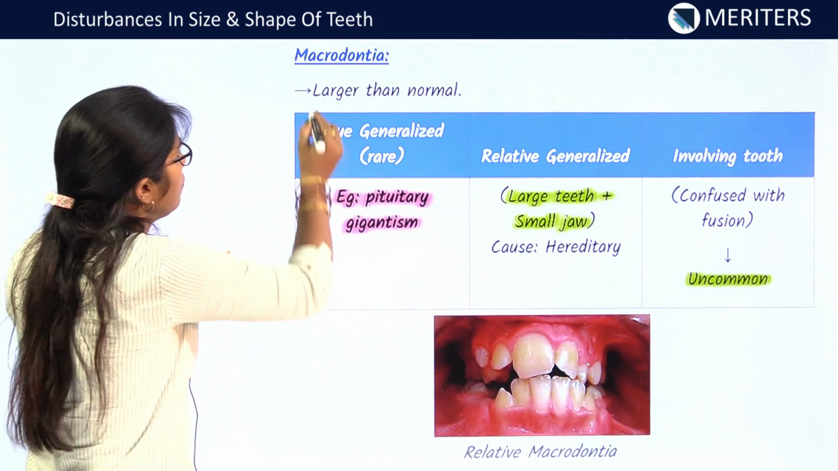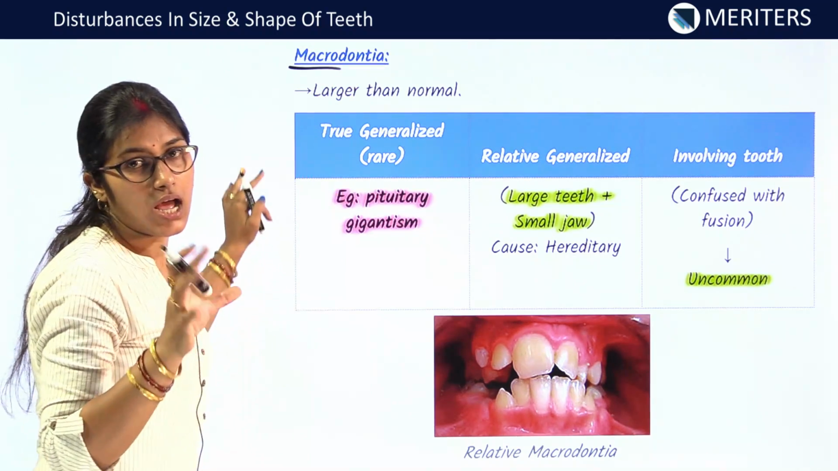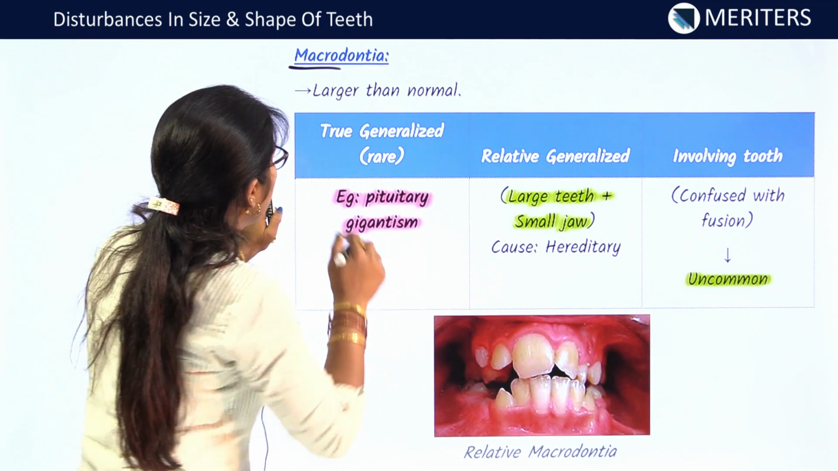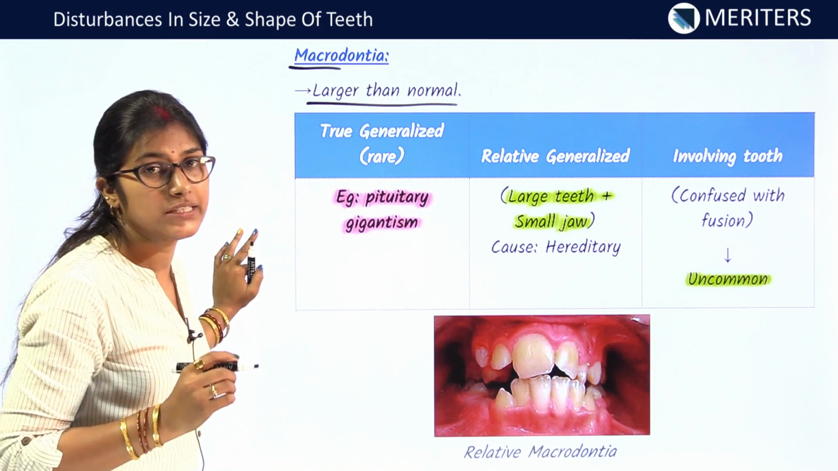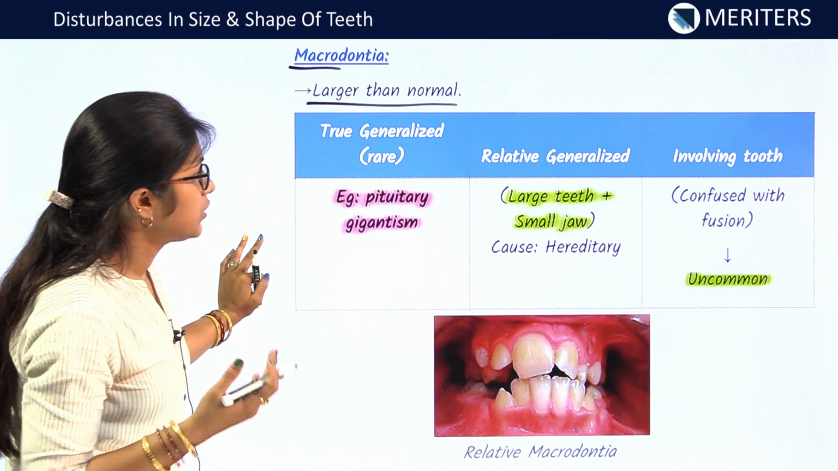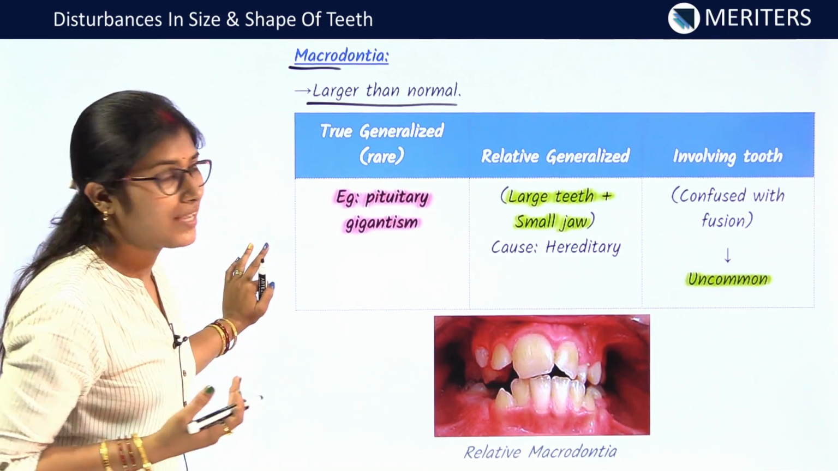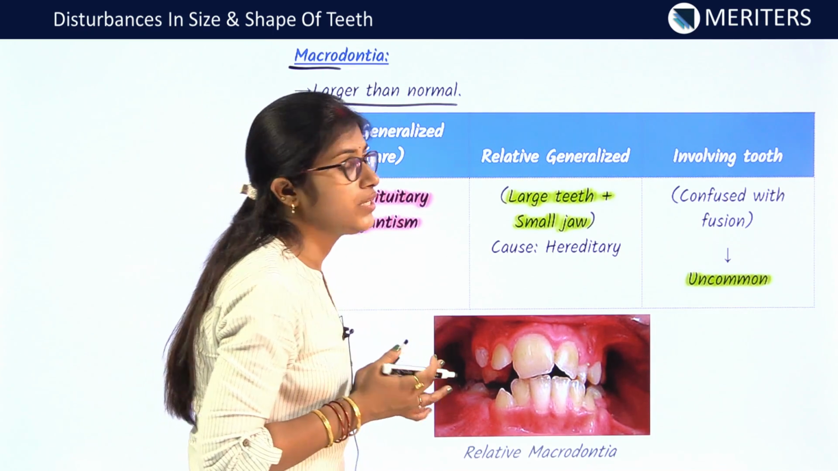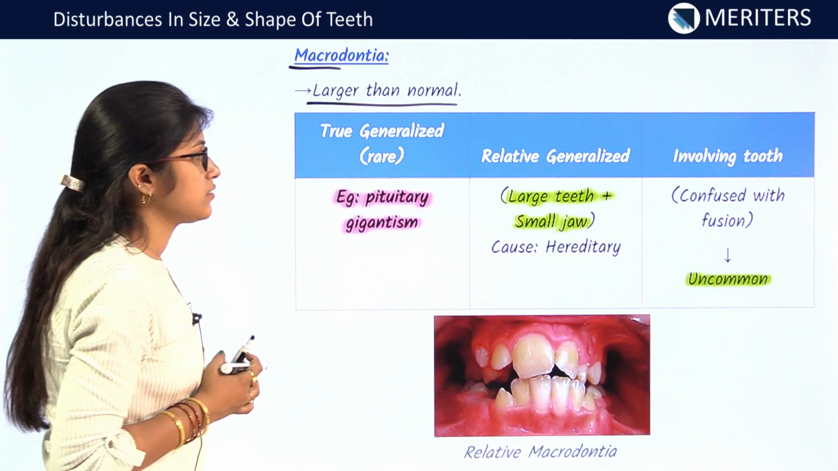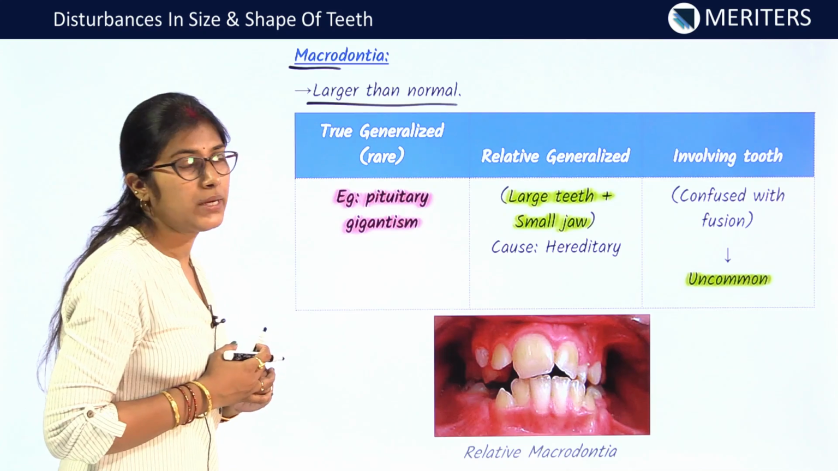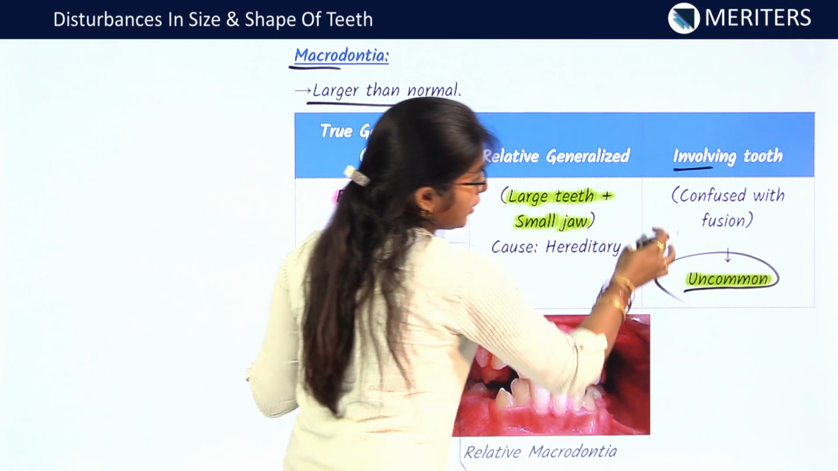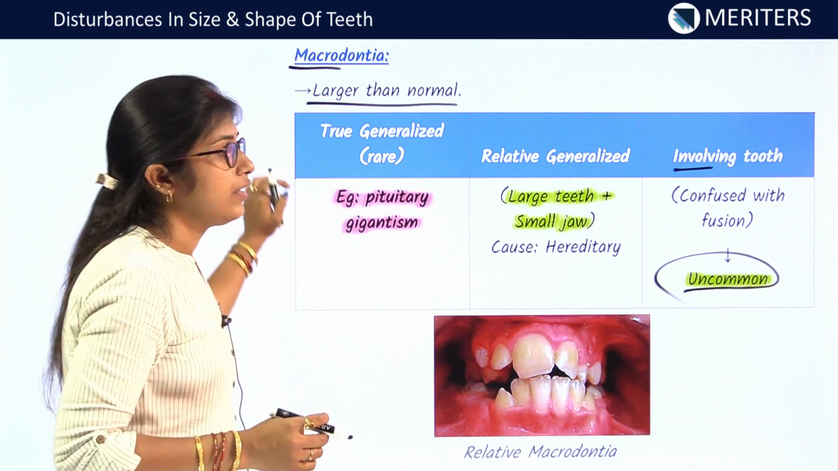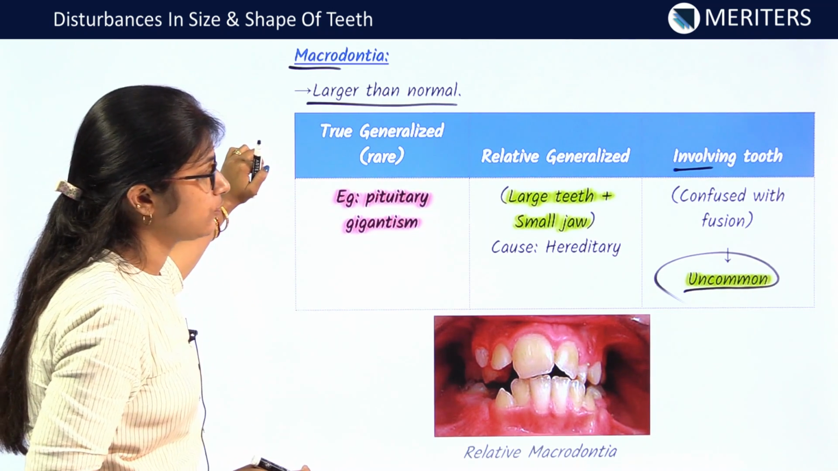Here macro implies large. The teeth affected by macrodontia are larger than normal. This is also of three types: true generalized, relative generalized, and involving a single tooth. Single tooth involvement is uncommon, and it is generally confused with fusion.